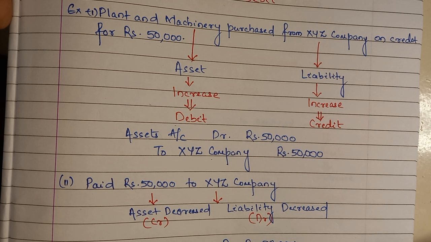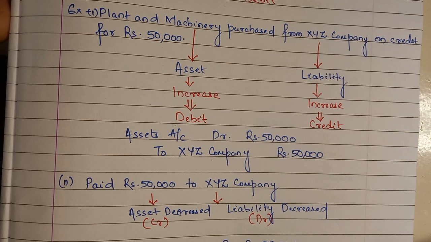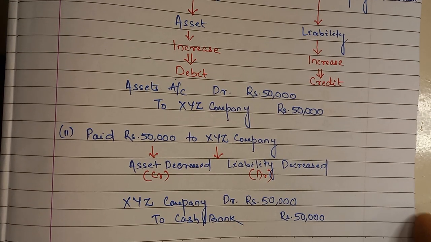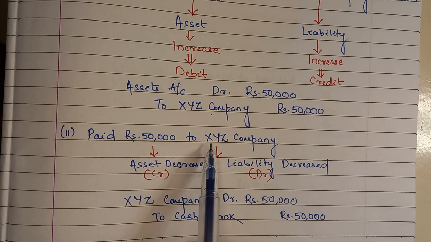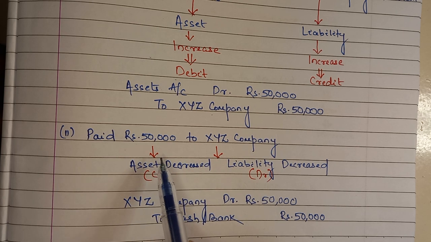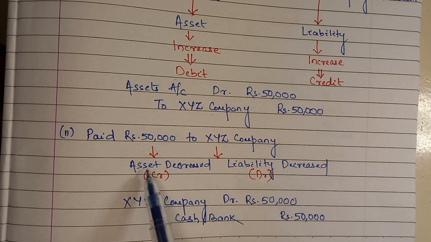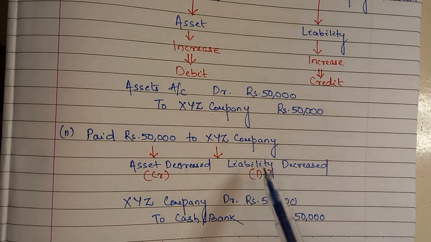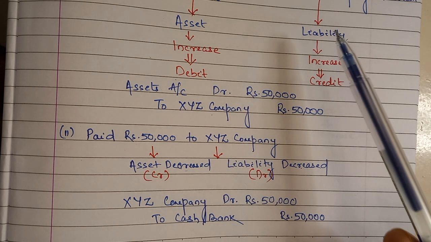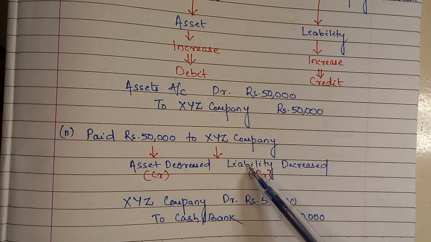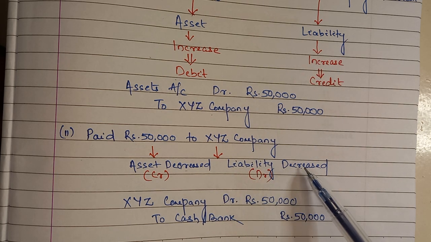Now, after the credit period, when the company has to pay XYZ company, what is the journal entry the company is going to post? Paid rupees 50,000 to XYZ company. So when you pay, this 50,000 rupees is going out of your cash. So asset is decreasing, correct? Cash you are making the payment, so your cash balance will come down. Asset decreased. At the same time, your liability also decreased. Here you created the liability increased. Here, as you are making the payment, the liability is coming down, so liability decreased.